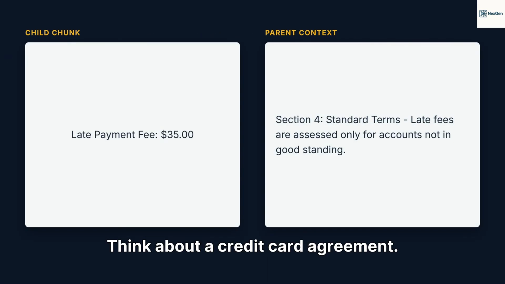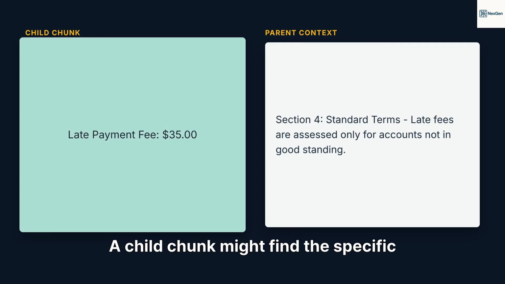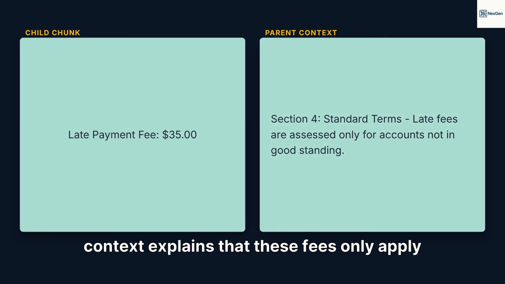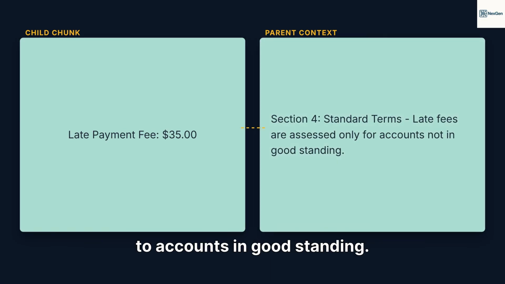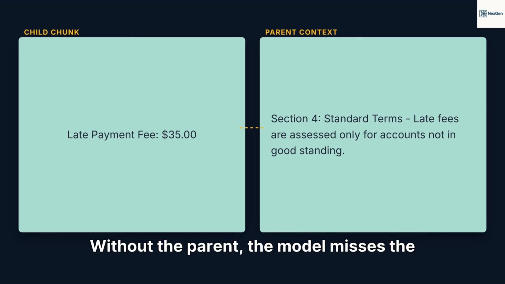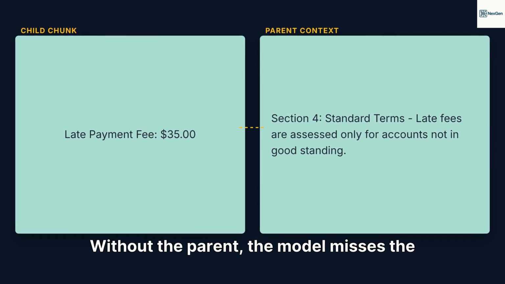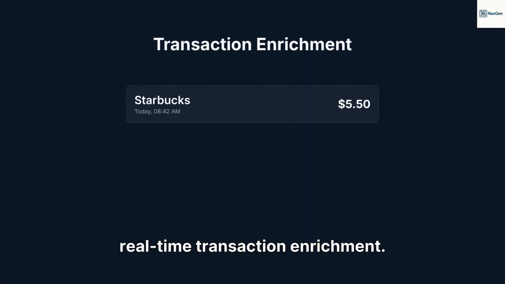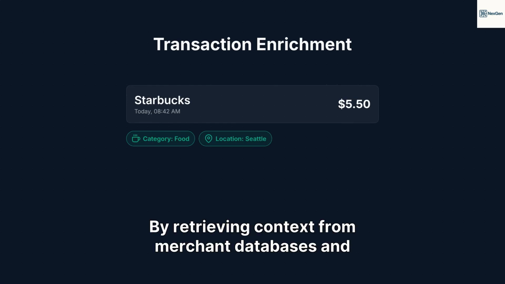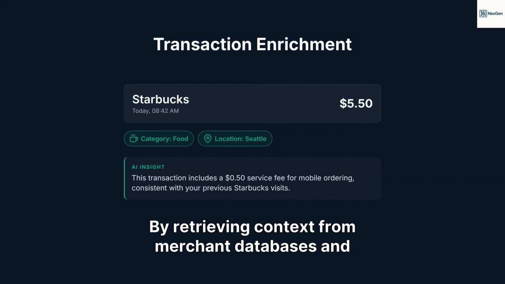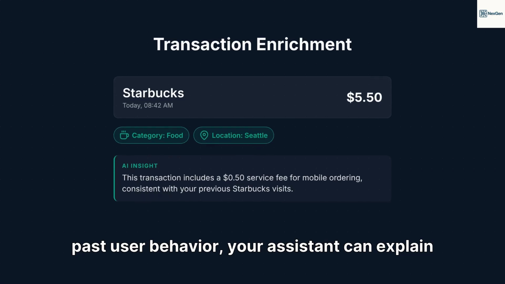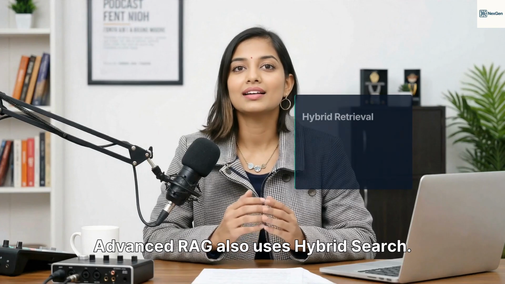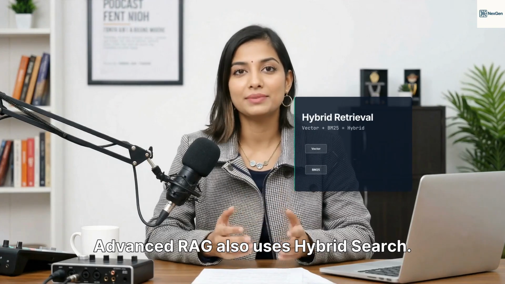Think about a credit card agreement. A child chunk might find the specific line about late fees, but the parent context explains that these fees only apply to accounts in good standing. Without the parent, the model misses the good standing exception. Advanced RAG can also be used for real-time transaction enrichment. By retrieving context from merchant databases and past user behavior, your assistant can explain why a specific fee was charged in plain language.